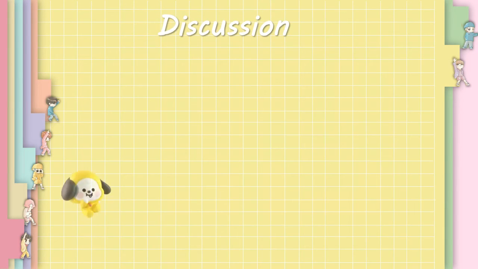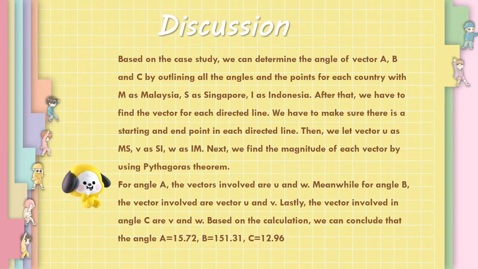From the discussion that we made, based on the case study, we can determine the angles of A, B, and C by outlining all the angles and the points for each country, with M as Malaysia, S as Singapore, and I as Indonesia. After that, we have to find the vectors for each directed line. We have to make sure there is a starting and end point in each directed line. Then, we let vector u as MS, v as SI, and w as IM.